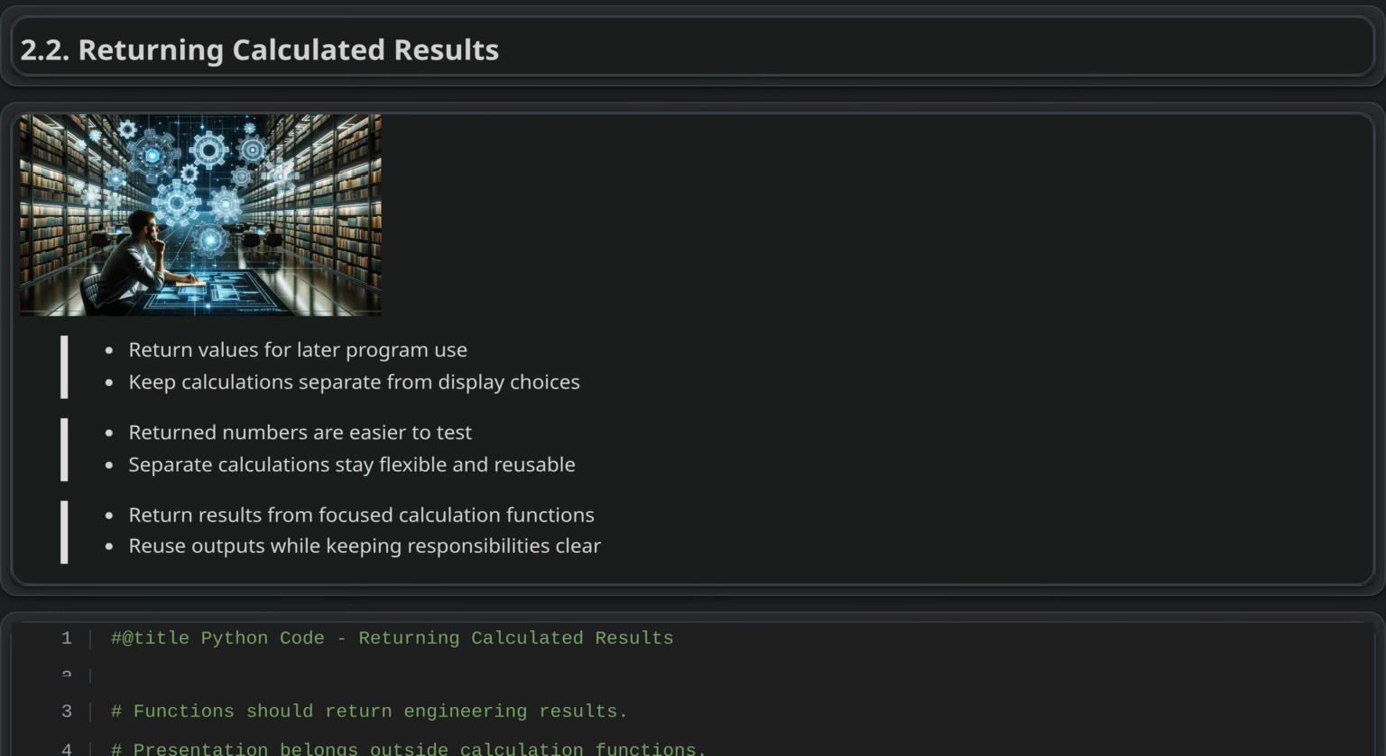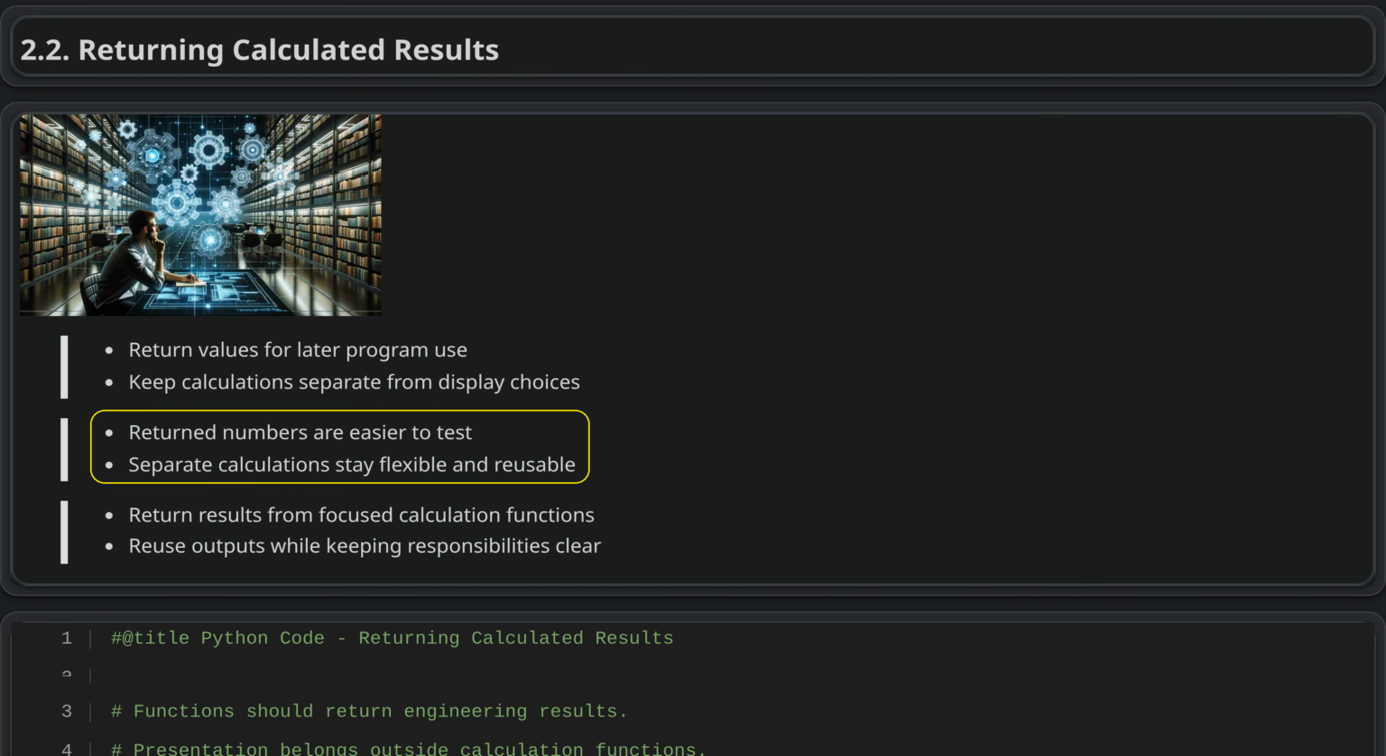Returning calculated results. A function that returns calculated results should focus on using its inputs to produce a value that other parts of a program can use. This is especially important in engineering workflows, where one calculation may feed into reports, estimates, or larger analyses. Keeping display and storage separate from the calculation makes the function cleaner, more reusable, and more reliable.